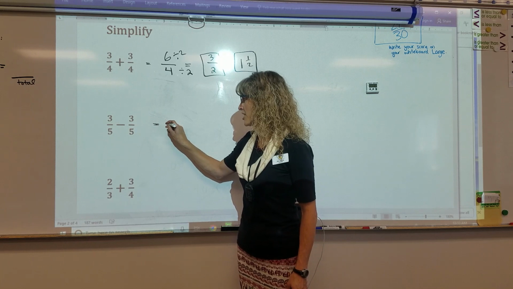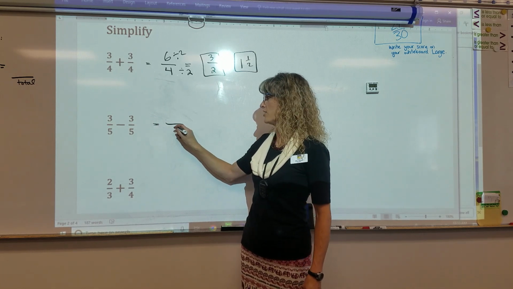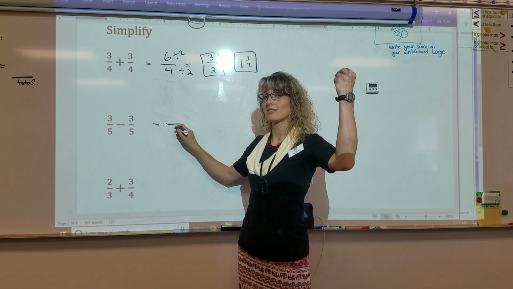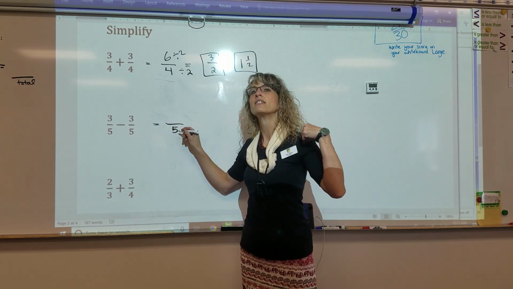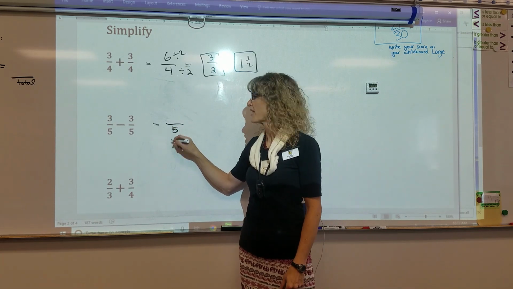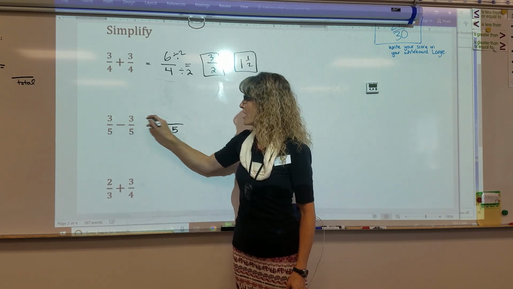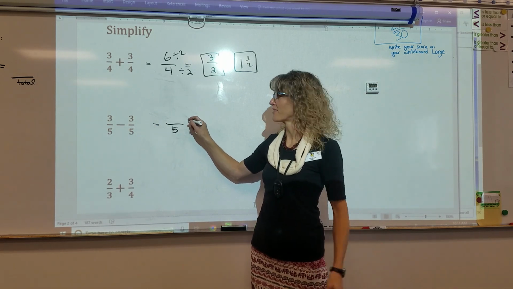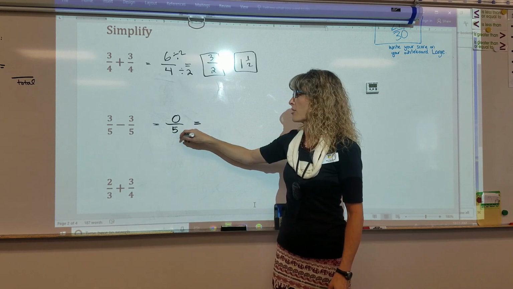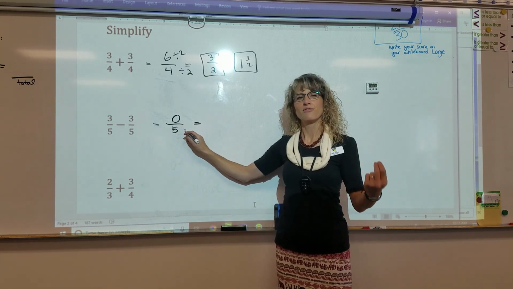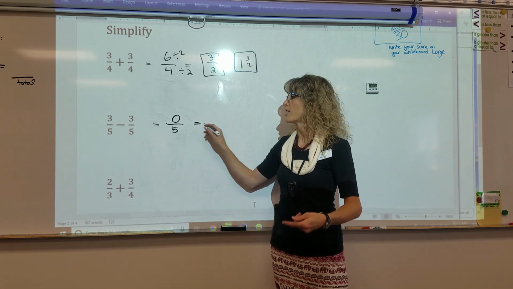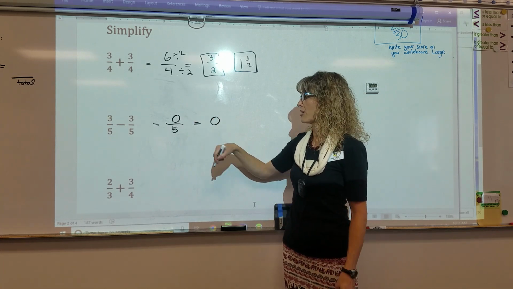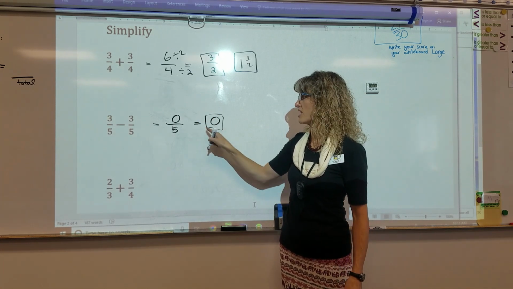First of all, the denominator is the same, so our answer will have the same denominator, which is, get ready? 5. And our numerators subtract, 3 minus 3 is, get ready? 0. 0 divided by 5. 0 is so small, 5 couldn't fit in it at all. 5 can't divide into 0. That's how you can remember that 0 divided by anything is 0. Nothing can fit in 0.